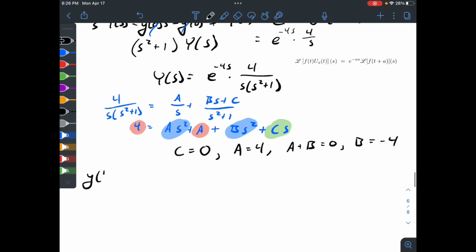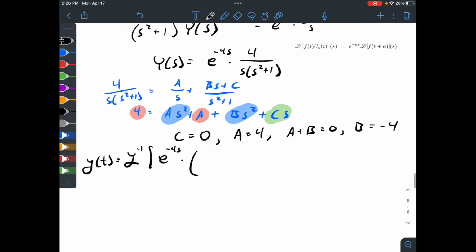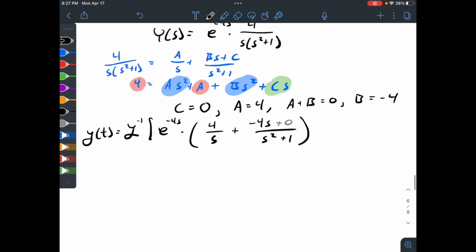Okay, so y of t is equal to L inverse of e to the negative 4s times, now instead of 4 over s squared plus 1, I'm going to write that as A over s, so 4 over s, plus Bs plus C. B is negative 4, so we get negative 4s plus C, which is 0. Don't have to write that. Probably normally wouldn't write that. Again, just for instructional purposes.